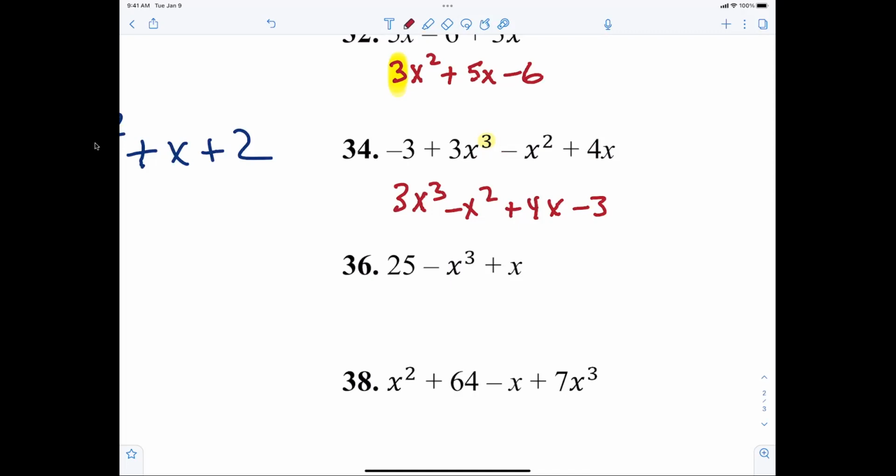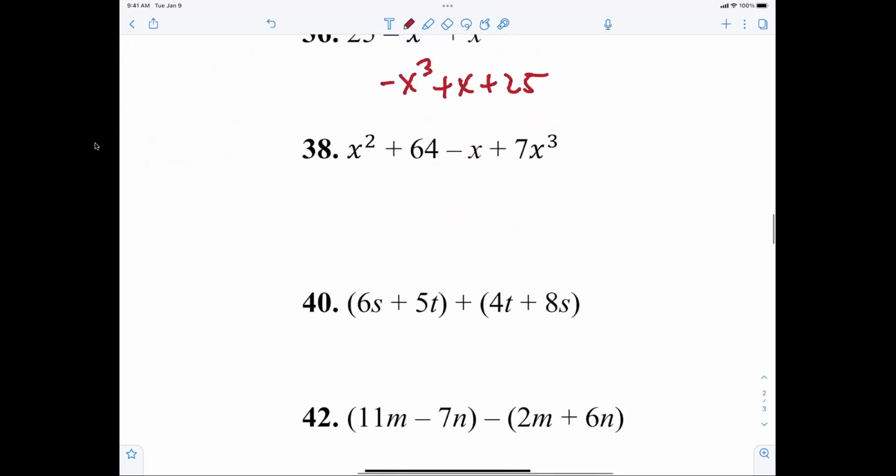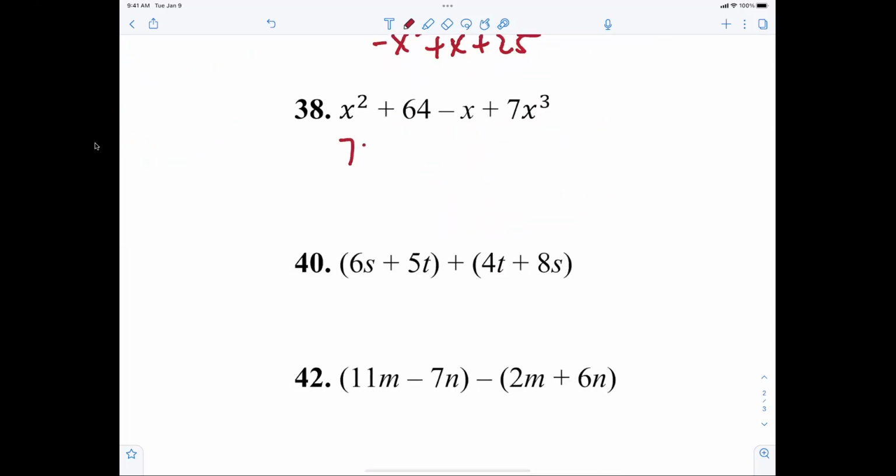All right, let's see if we can get number 36. James, what are we doing on 36? Yes, you are amazing. All right, and last and not least for writing these in standard form. Jacob, are you doing it? Number 38, write it for me. 7x to the third plus x to the second minus x plus 64. Amazing. That is correct.